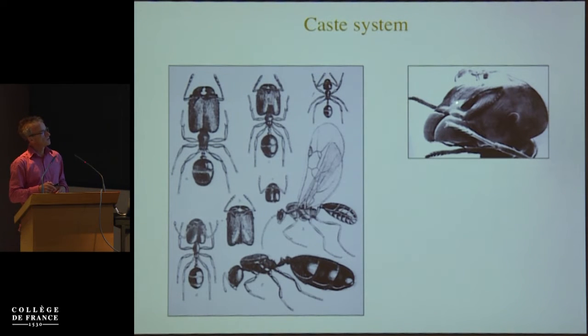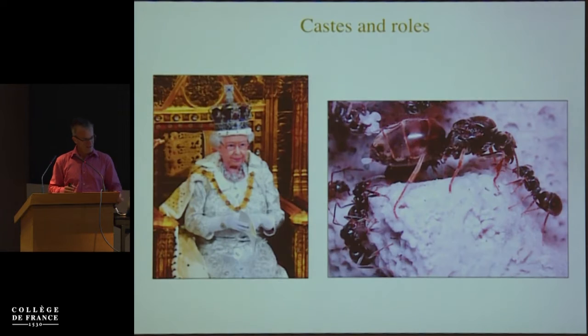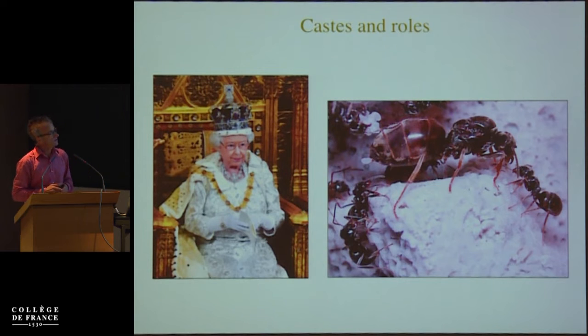And the workers can be extremely different. Here you have a worker sitting on the head of its sister. It's not really the brain here. It's mostly the big head of this soldier, with two big muscles which activate the mandibles. But you can see there can be tremendous variation from a single genotype. And those differences in caste are associated with different behavior.